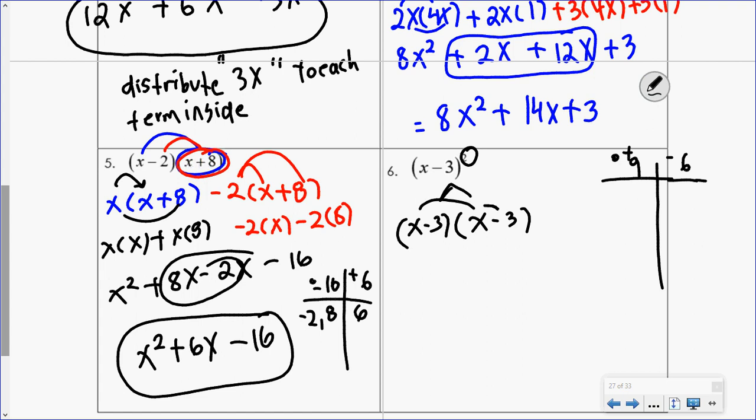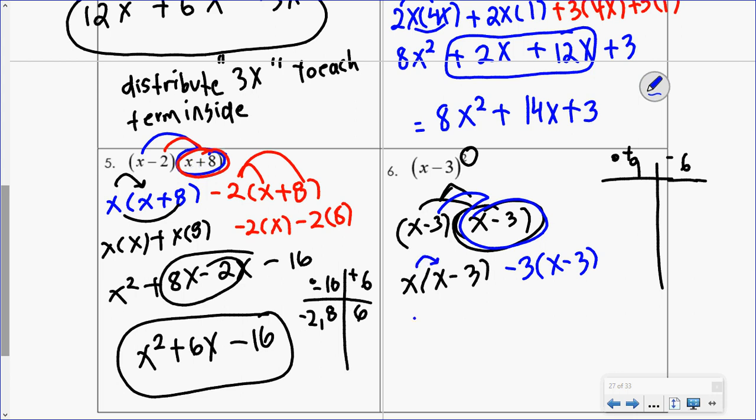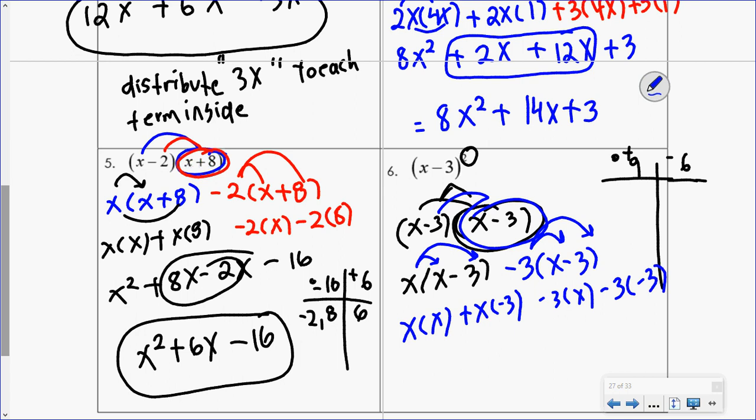So x times x minus 3, minus 3 times x minus 3. Let's make sure that's right. Yes. Okay. So x times x is x squared, and then x times negative 3. Then a negative 3 times x, and a negative 3 times a negative 3. Simplifying, I get x squared minus 3x minus 3x plus 9. This equals x squared minus 6x plus 9.